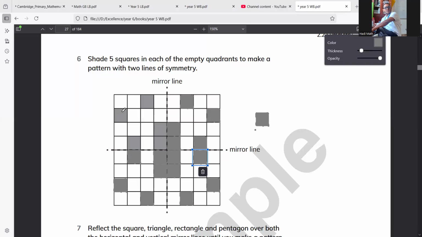Now, if you look at the first one, we have one, two, three, four, five shaded squares. Look at the second quadrant: one, two, three, four, five. Look at the third one: one, two, three, four, five. Look at this one: one, two, three, four, five. However you fold it, vertically or horizontally, it will be a line of symmetry. And then this is the way that it looks.